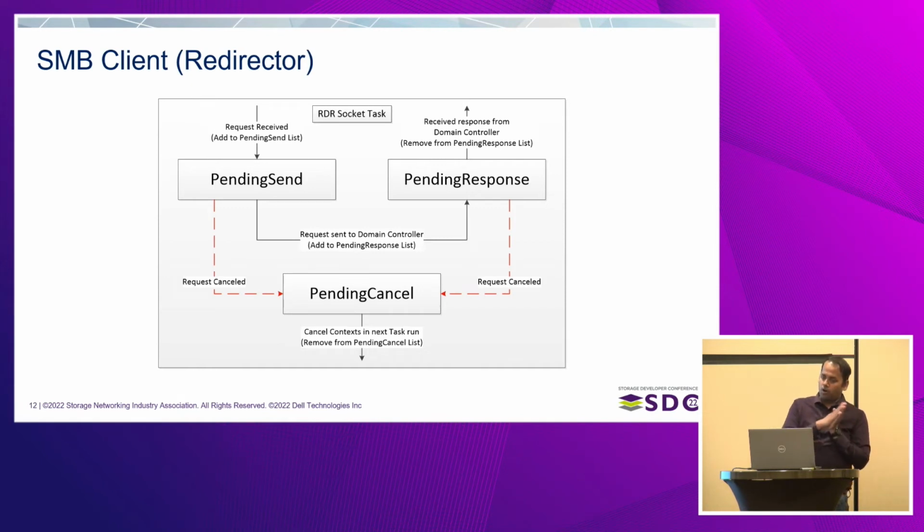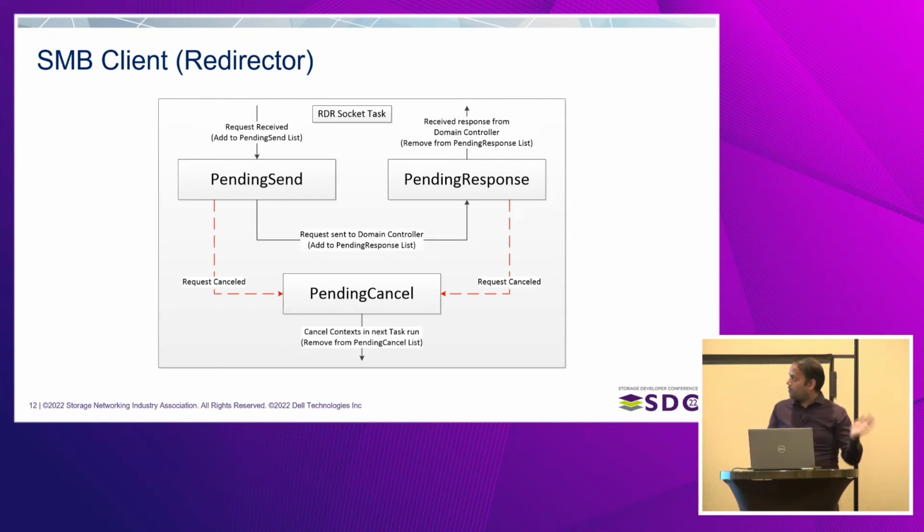Whatever calls came from DCRPC, in the SMB client we first put them into the pending send queue. Actually, we created three queues: pending send, pending response, and pending cancel. We first put the call into the pending send queue, and it remains there until the SMB write operation is complete. Then it is moved to the pending response queue, and when the SMB read operation also gets completed, it is returned to the DCRPC caller. Fair enough, this is a straightforward implementation.